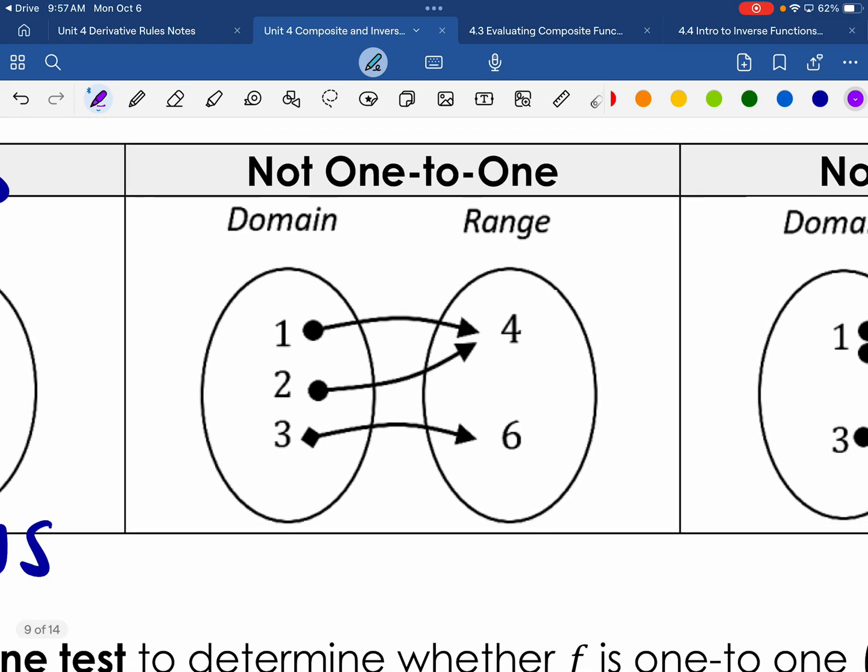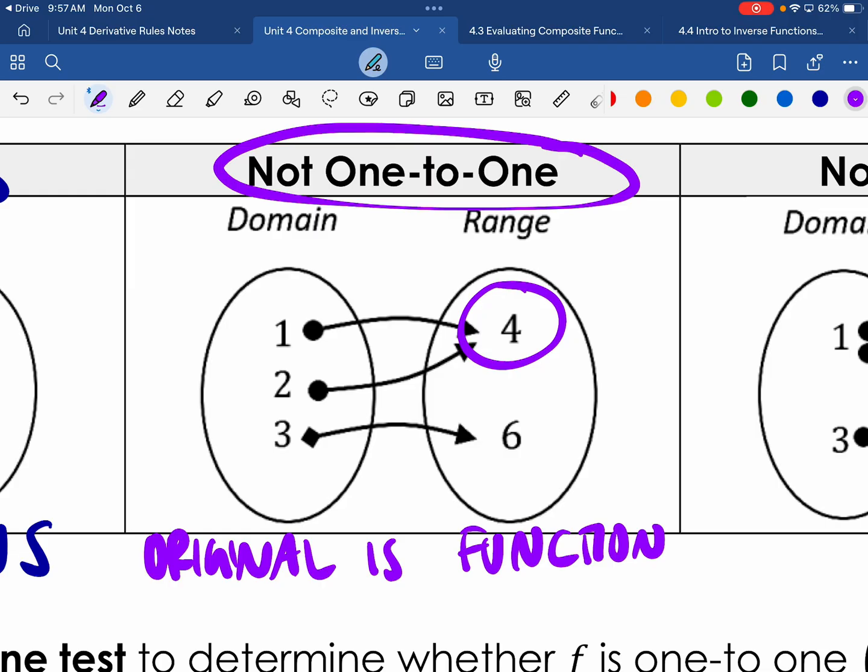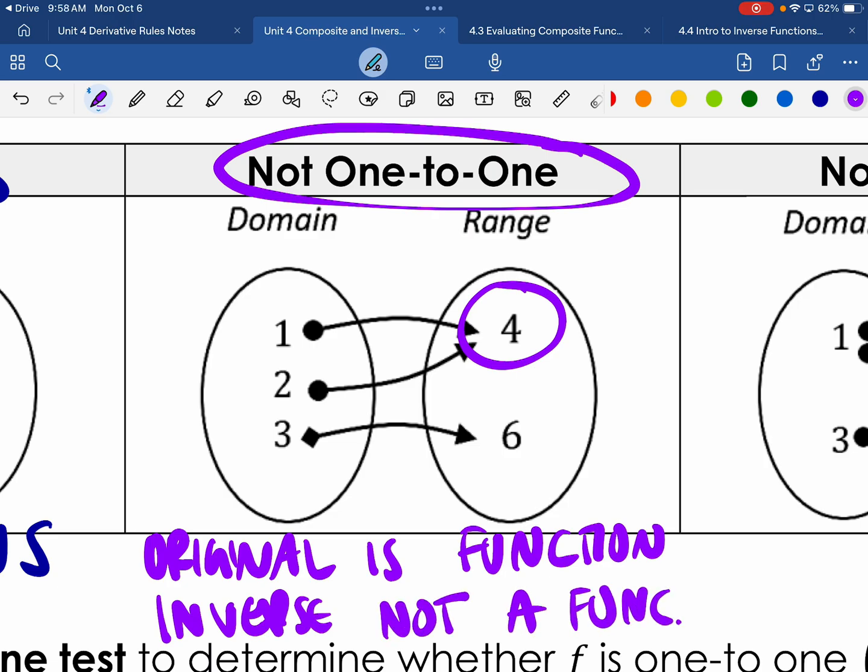This middle one here is not 1-to-1. What gets repeated? The y's. So, question, is the original a function? Yes, the original is a function, because do any of the x's repeat? No, so it's a function. Is the inverse a function? No. Not a function. Okay, easy. The original is a function because the x's do not repeat. But because the y's repeat, the inverse is not a function, and it is not 1-to-1.